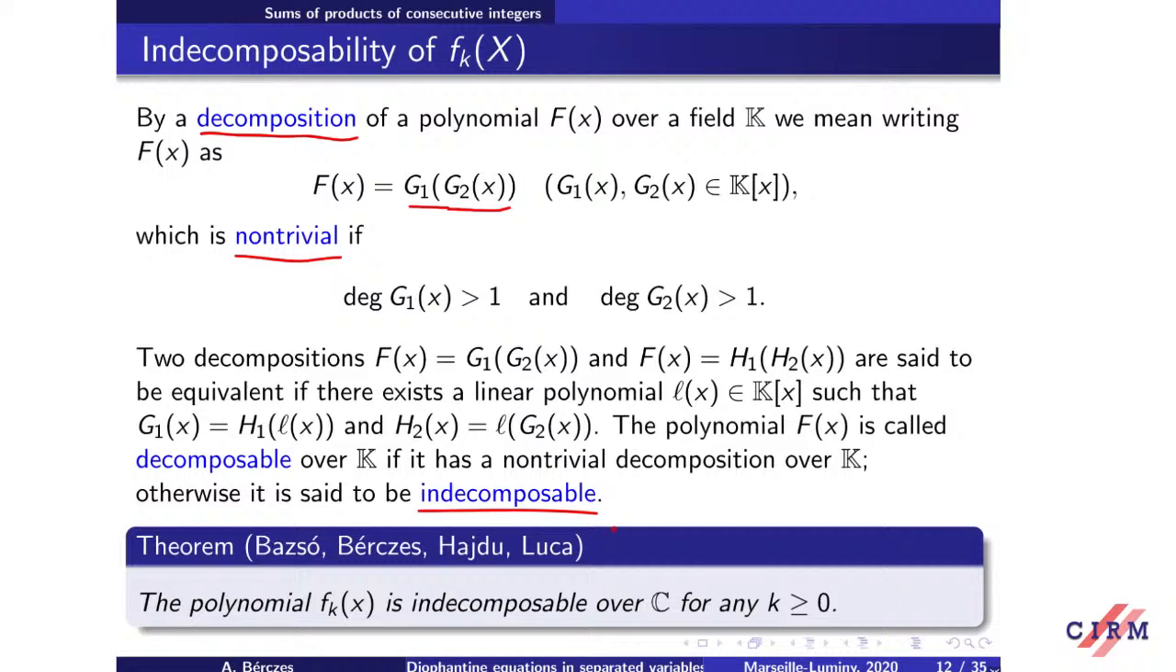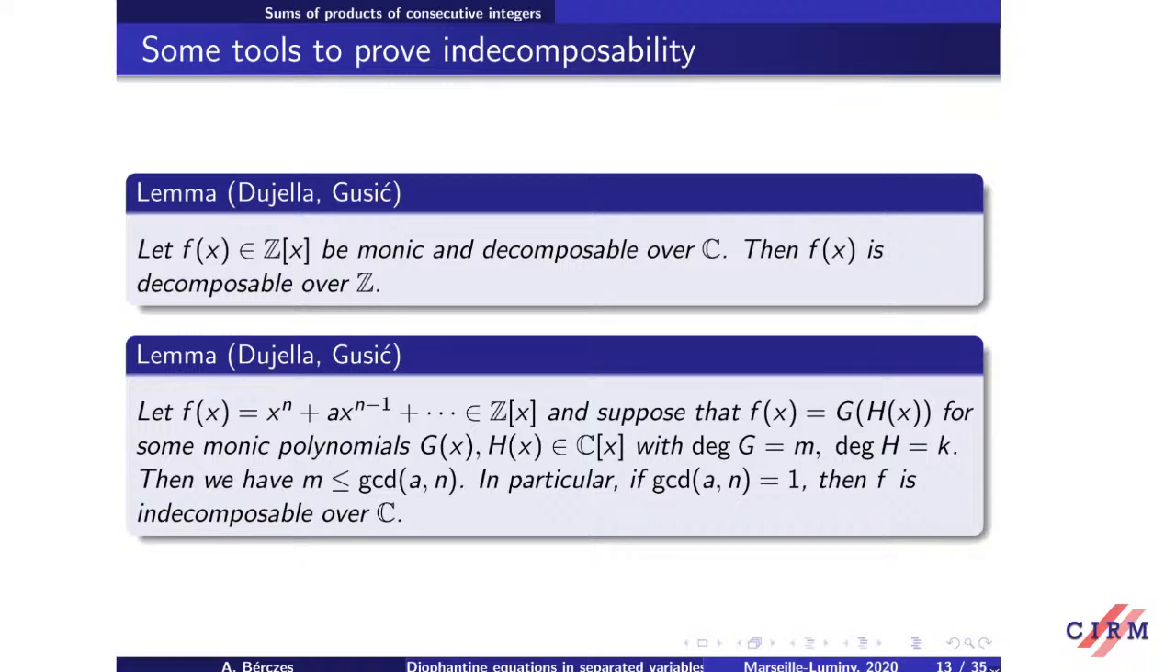And what we proved together with Bazsó, Hajdu, and Luca was that the polynomial fk of x is indecomposable over the complex field for any k larger or equal to 0. To prove this, we had two very nice tools, two lemmas of Dujella and Gusić. They proved that if f of x is a polynomial with integer coefficients, which is monic, and it is decomposable over the complex field, then there also exists a decomposition over Z.